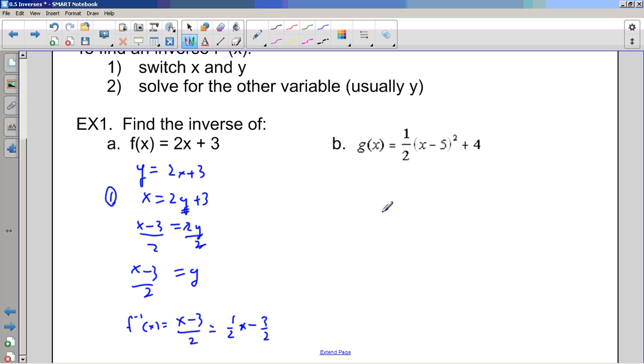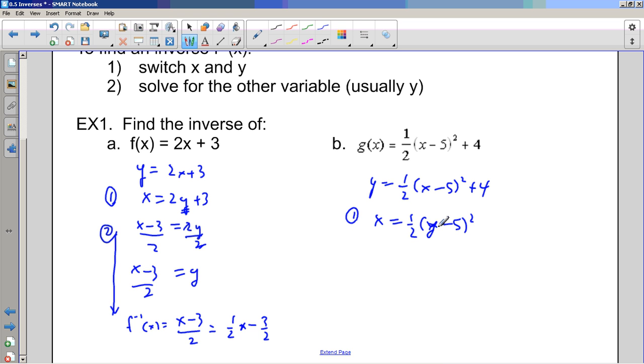In this one, now, when I switch x and y, there's actually quite a few steps to do here. Oh, by the way, this was step 2, solving for y. So the first step is easy, switching variables. Now this is the inverse, right? Oh, that should be a y there. This is actually the inverse already, but now we want to put it in that familiar form where we solve for y.